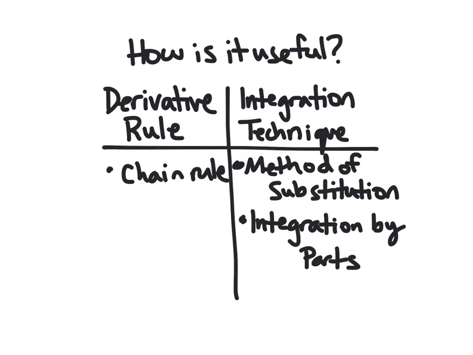So integration by parts is going to be to the product rule as the method of substitution is to the chain rule. So it's going to give us a whole bunch more functions that we can deal with that we couldn't deal with before.